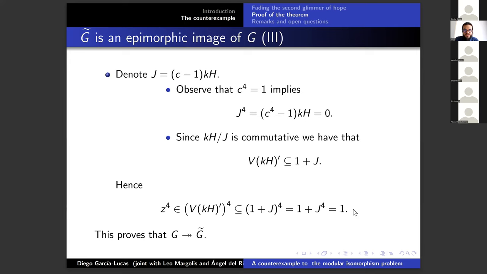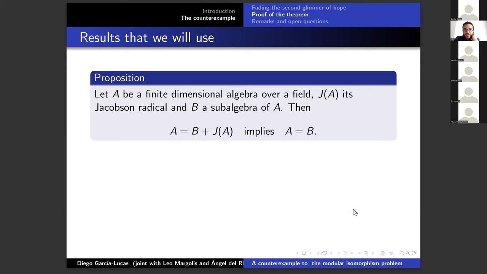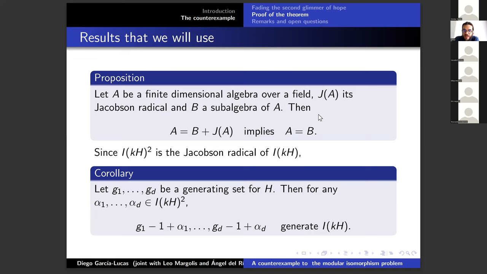The second part of the proof is proving that G̃ contains a basis for KH, and to show that we need a general result regarding algebras, which is the following. It says that if we have a finite dimensional algebra A over a field and a subalgebra B, if the subalgebra B together with the Jacobson radical of the algebra generates the whole algebra, then the subalgebra is the algebra itself. In particular, in our case, the algebra will be the augmentation ideal. Then it is known that the Jacobson radical of the augmentation ideal is the augmentation ideal squared. And we have the following consequence.